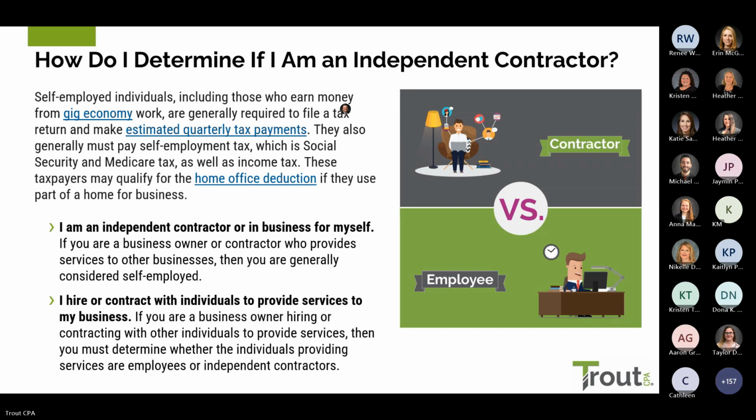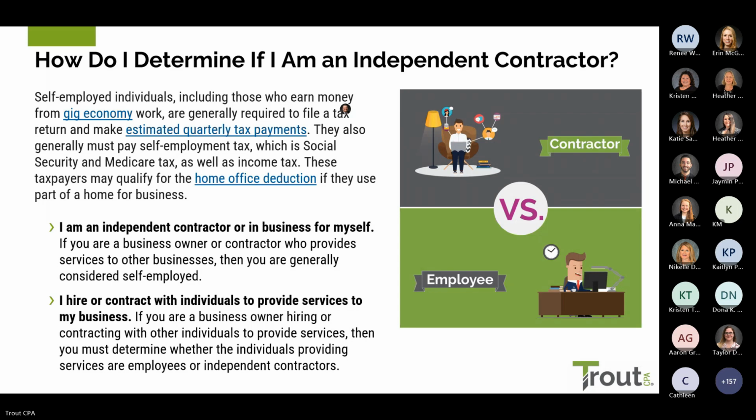To start off, let's look at what makes an independent contractor from the independent contractor's perspective. From an independent contractor's perspective, they are generally self-employed. When you think self-employed, think of the gig economy. These are your DoorDashers, your Uber drivers, your Instacart employees, Grubhub, etc. These workers have a responsibility to file a tax return on their own and generally are required to make quarterly tax estimates. They're responsible for both the employer and the employee's portion of Medicare and Social Security taxes, generally known as the self-employment tax, on top of their own taxes. They generally qualify for the home office deduction if they use a part of their home for the business. These are workers who are considered to be in business for themselves.